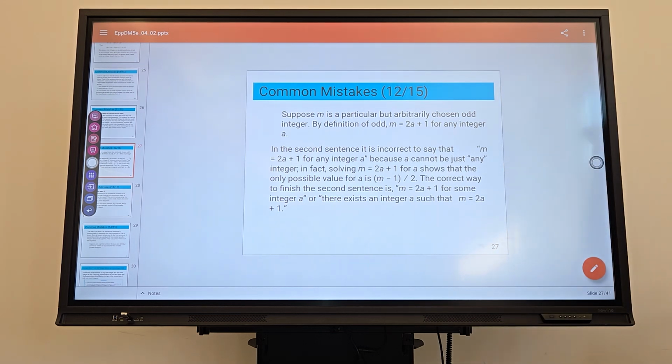Suppose m is a particular arbitrarily chosen odd integer. By definition of odd, m equals 2a plus 1 for any integer a. No, that wouldn't work because it's for some particular a. Just one value of a works for m, that value being (m minus 1) divided by 2.